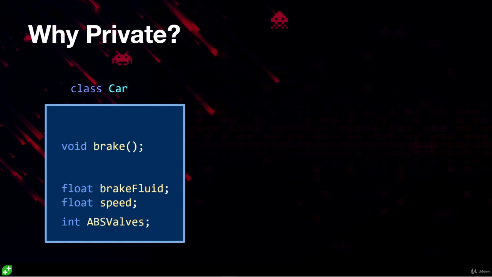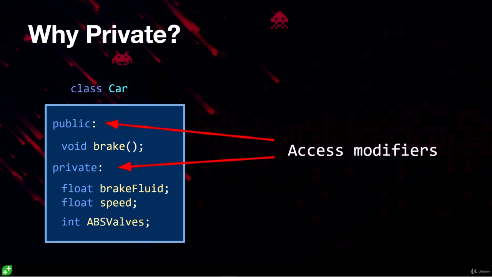Now, a class can have multiple sections, each with their own access levels, and we achieve this by the use of access modifiers. Notice the public and the private keywords here. You place the public keyword, followed by a single colon, to create a public section. All members and methods in that section are considered public, and you use the private keyword with a single colon to create a private section. So here we have a brake function, which is public, and three variables related to braking, which are private.